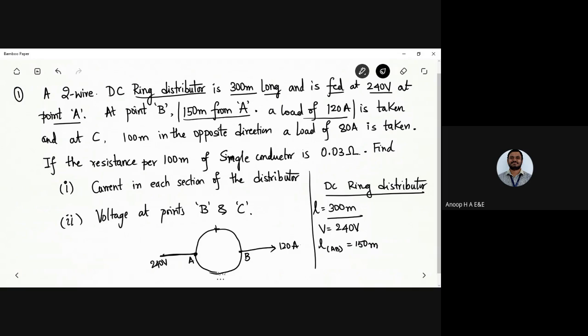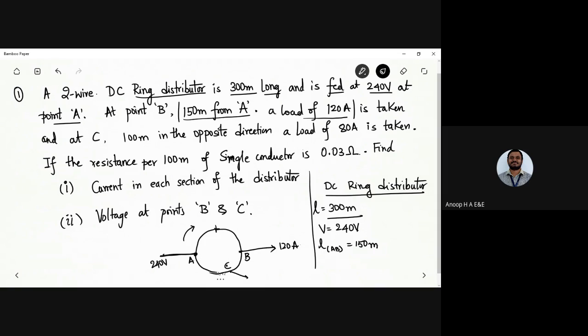Now again at C, in the opposite direction. So I take this as one of the directions. At point C it should be 100 meter in the opposite direction. So it is like somewhere around here. If I travel, it is 100. So somewhere around here I'll be having the point C. Getting it? How am I doing it?